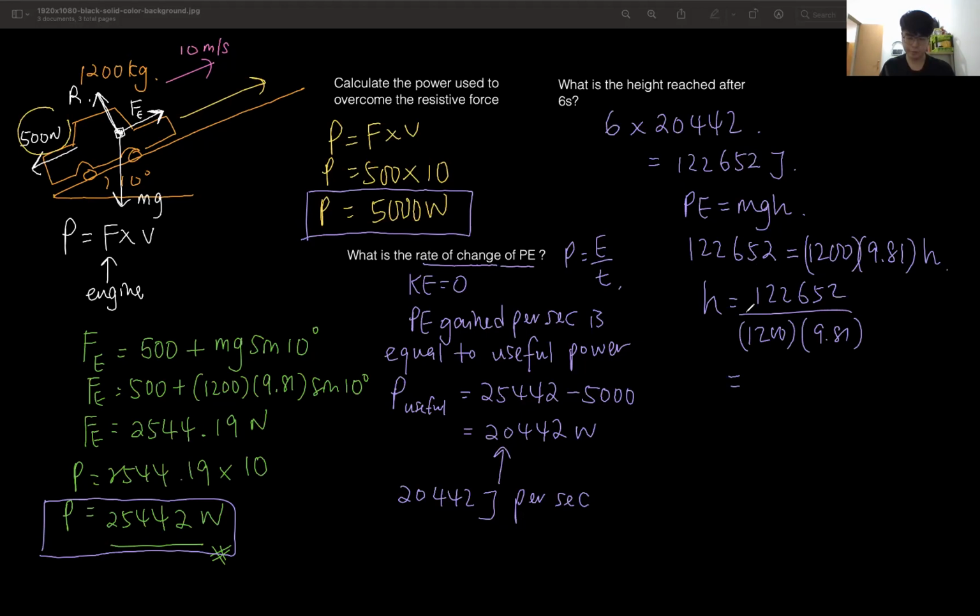Okay, 122652 divided by that gives 10.42 meter. Okay, so after 6 seconds, it would have risen 10.42 meter from the ground.